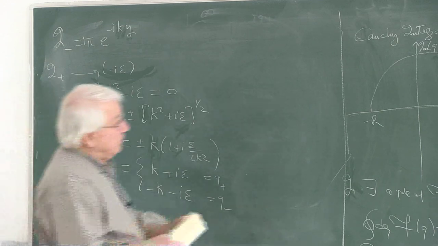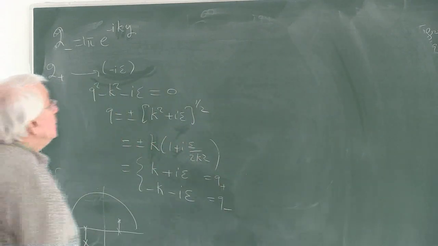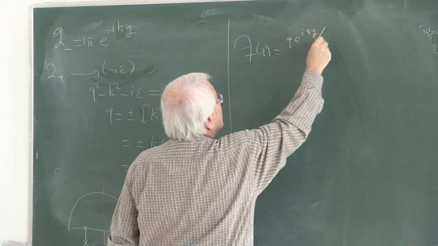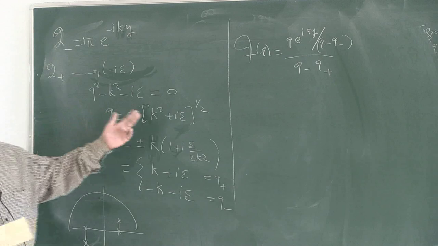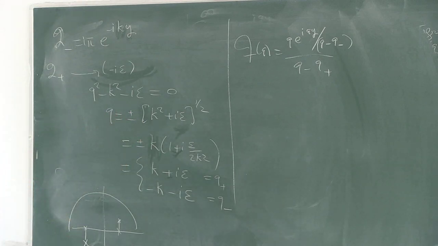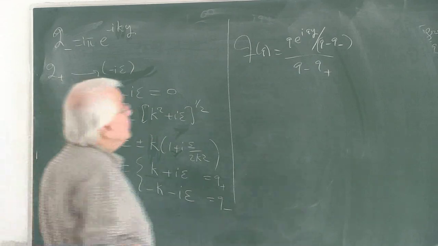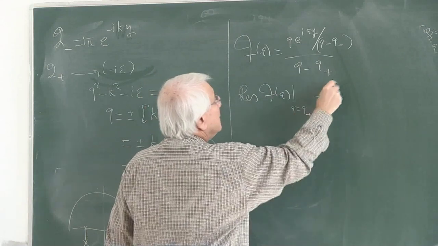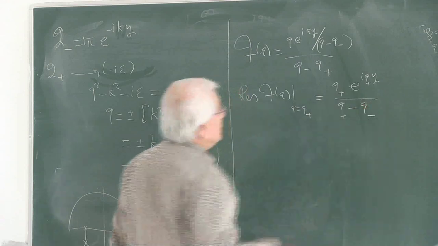So let me write the curly F accordingly: curly F of Q is Q e to the i Q y divided by (Q minus Q minus)(Q minus Q plus). Because I write this square as Q minus Q plus times Q minus Q minus, and put the irrelevant part up in the residue function and put the relevant one down, which is this one. So it's obvious. What is the residue of F of Q at Q equals Q plus? It is Q plus e to the i Q plus y divided by Q plus minus Q minus. That's the residue.